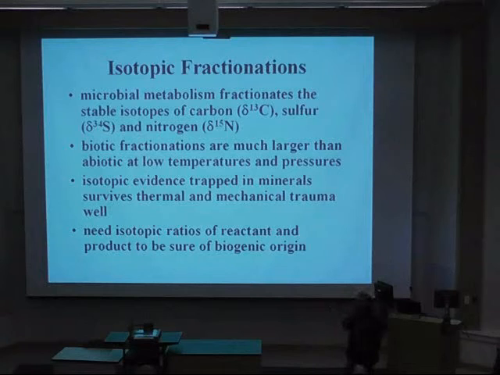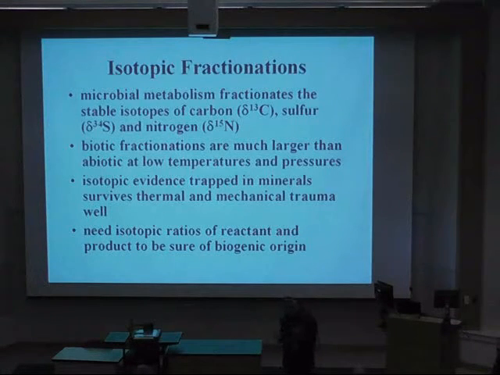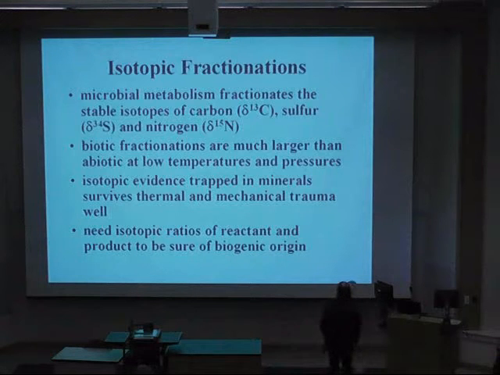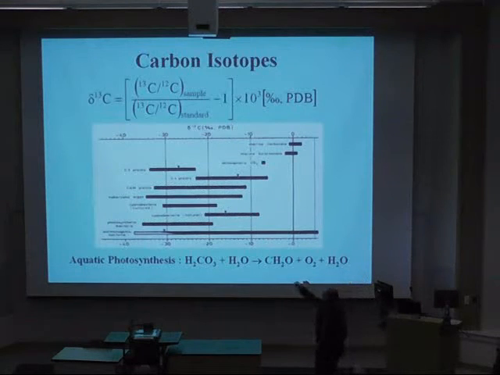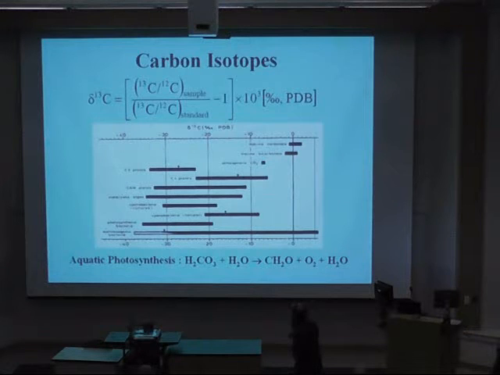The difficulty with looking for atomic fossils is that to prove that it's a biological fractionation, you have to have both the reactant and the product to analyse. So you know the isotopic ratio going in and the isotopic ratio coming out of the metabolic process. And often you don't have that preserved in sedimentary rocks. So here's just an example. This is how you work out the isotopic ratio of carbon in organic matter, for instance.